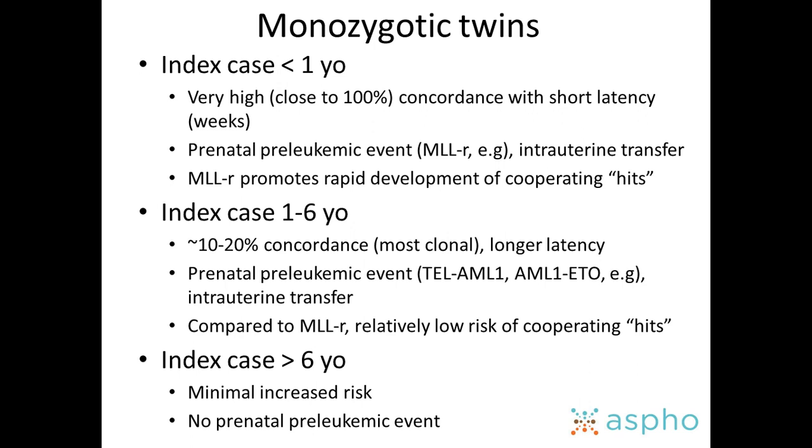And then finally, if twin A is over the age of 6 at the time of diagnosis, there's really minimal increased risk to twin B, and that suggests that there's really no prenatal pre-leukemic event that they shared in the shared placenta.